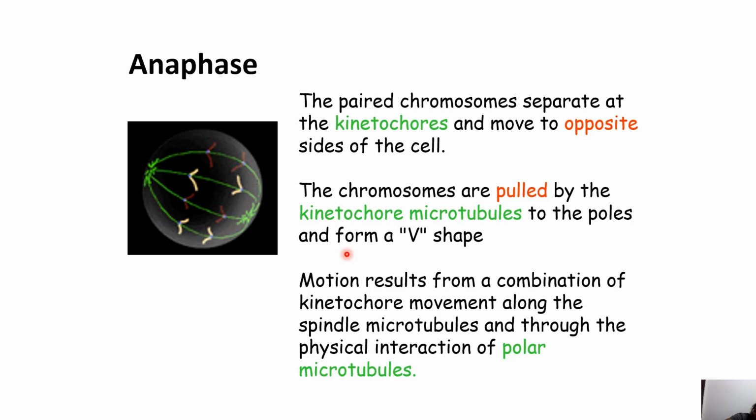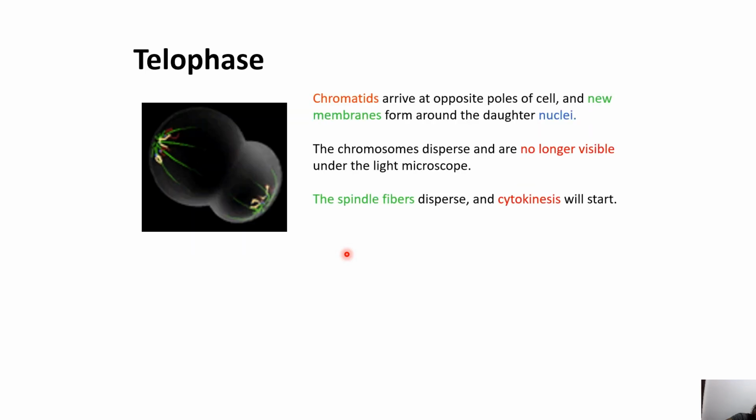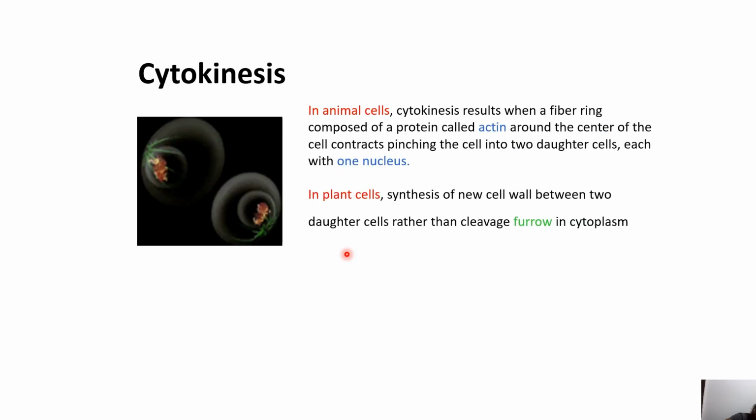And the motion results from a combination of kinetochore movement along the spindle microtubules and through the physical interaction of polar microtubules. Then near the telophase, the chromatids arrive at opposite poles of the cell and new membranes form around the outer nuclei, and the chromosomes disperse and are no longer visible under the light microscope. Spindle fibers disperse and cytokinesis will start.